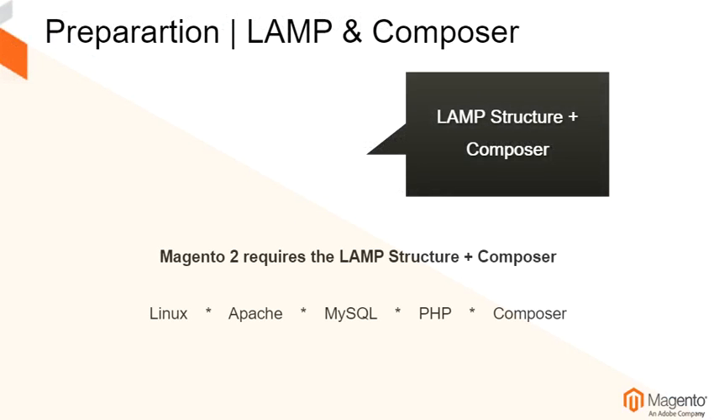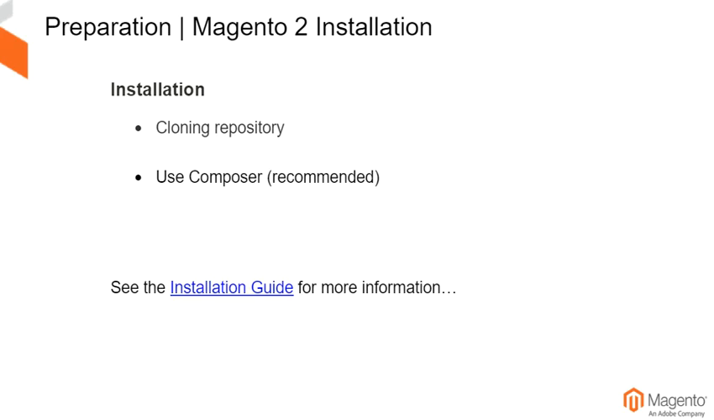Magento 2 requires the familiar LAMP stack, Linux, Apache, MySQL, and PHP, along with PHP Composer, a tool for managing external dependencies. Magento makes extensive use of Composer for downloading and installing external dependencies such as Symfony. For installation, you need a cloning repository. Using Composer is recommended. See the installation guide for more information.